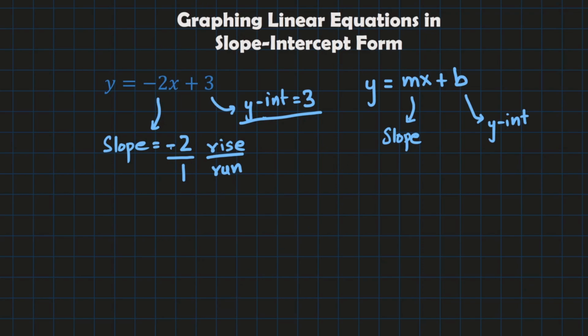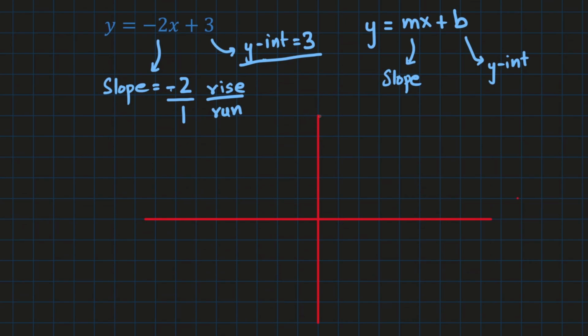For graphing it, I will quickly make my coordinate system, coordinate axis here. And on the coordinate axis, this is my y-axis. This is my x-axis. And over here, I would be starting with the y-intercept. You can see the y-intercept is +3, so I will start at 1, 2, 3. So this would be my starting point.